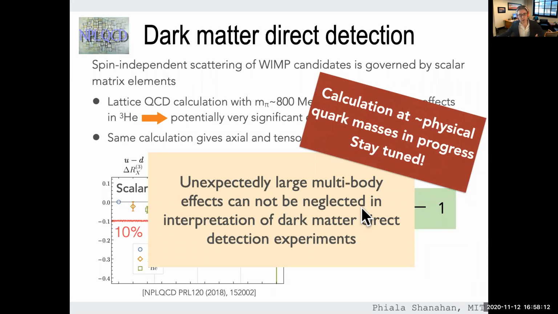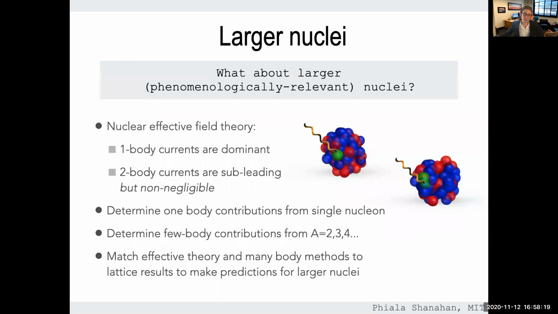So, of course, I talked about direct detection experiments with xenon. Of course, we would also love to know the matrix elements and the QCD structure of larger nuclei, which are in many cases phenomenologically relevant. So the way to constrain those is via nuclear effective theory, where one body currents are dominant, two body currents are subleading but non-negligible. You'll note that I said a two body effect of 10% was sort of unexpectedly large, so that you still have a hierarchy.